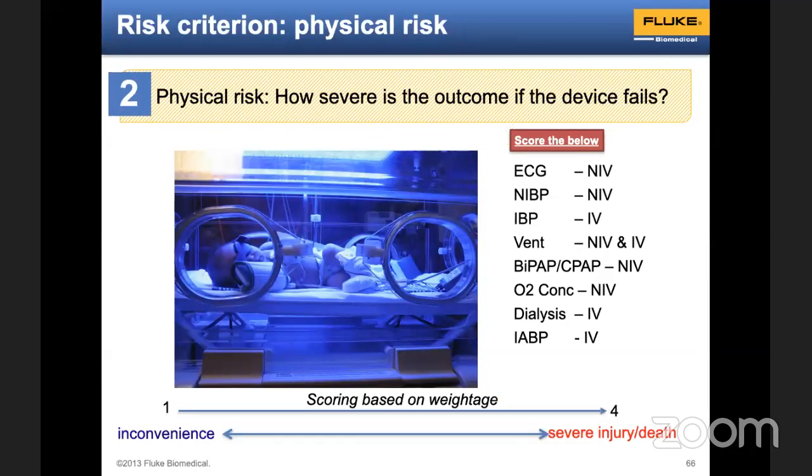Physical risk: how severe is the outcome if the device fails? Inconvenience to the patient or immediate death to the patient. In between is the injury. People are crippled for life by wrong surgery and wrong anesthesia, and some people have to overstay in the hospital because of the wrong treatment. If the device fails, what should be the risk? 1 to 4. If it is a ventilator, I will give the score as 4 because of immediate death.